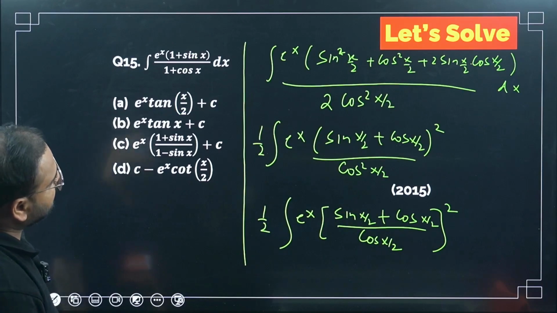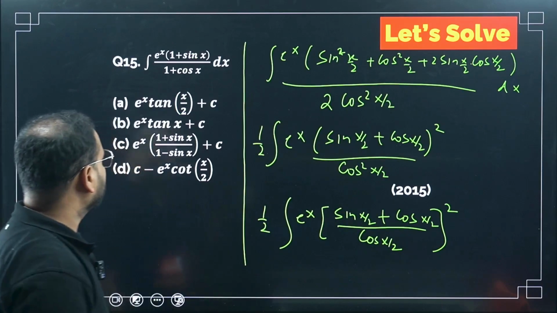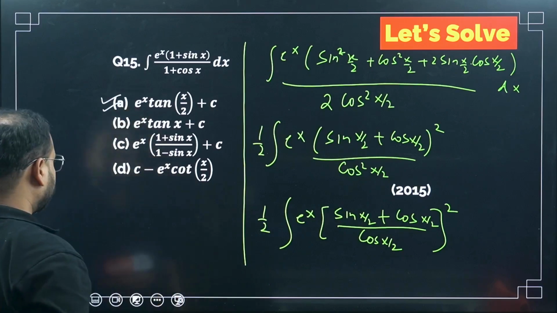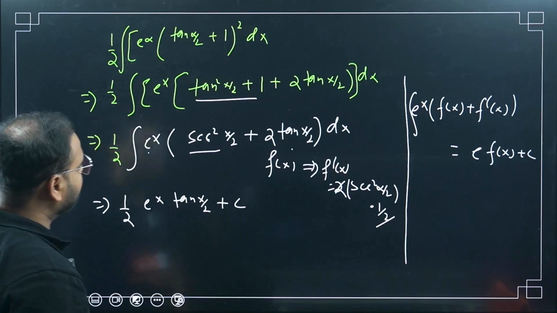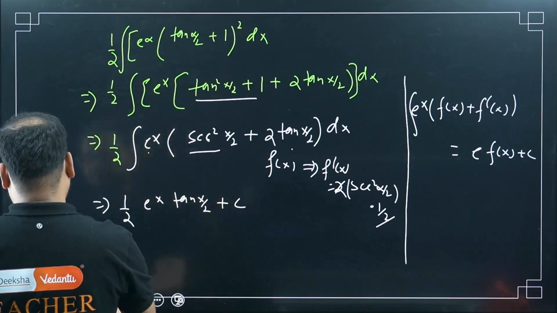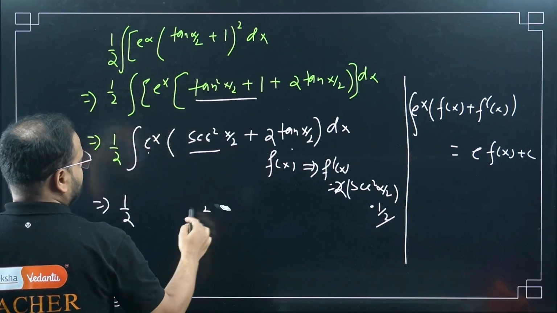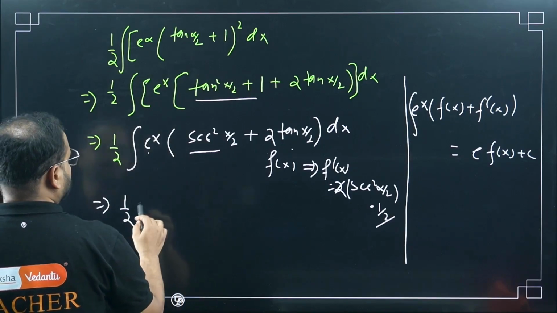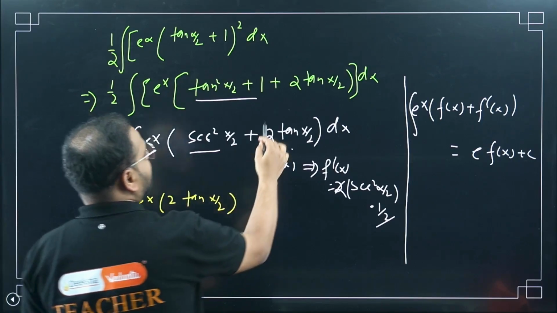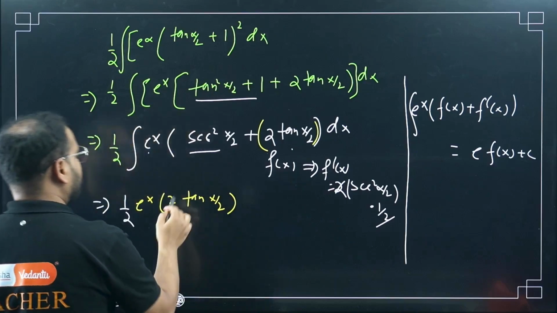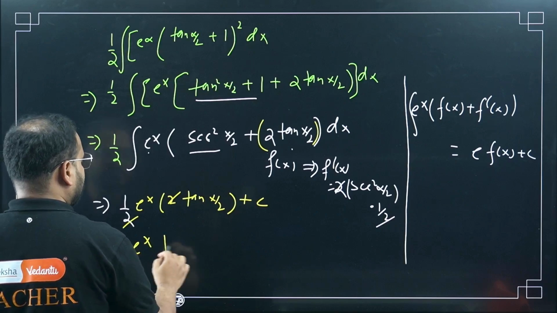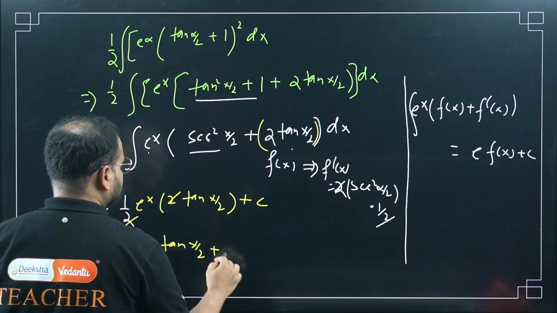1 by 2 is there, right? 1 by 2 is missing. So e power x tan x by 2 is there, option number A, but 1 by 2 is not there. 1 by 2 is missing, sir. The function itself, 1 second, please check. So e power x times the function. So the function is what? Tan of x by 2. This whole thing is the fx. So tan x by 2, the 2 and 2 cancel, plus c is there. What is my answer? e power x tan of x by 2 plus c.